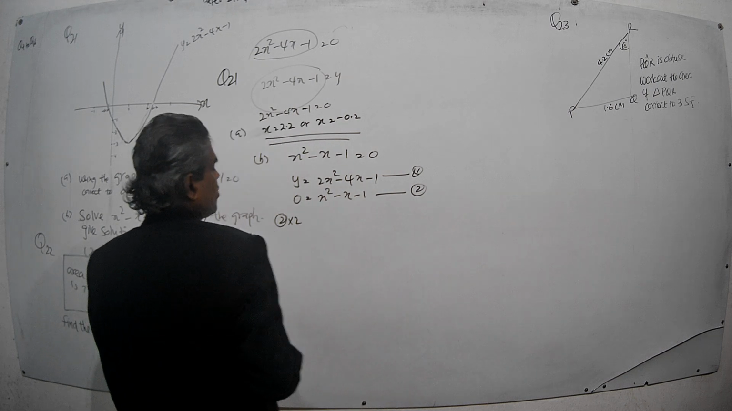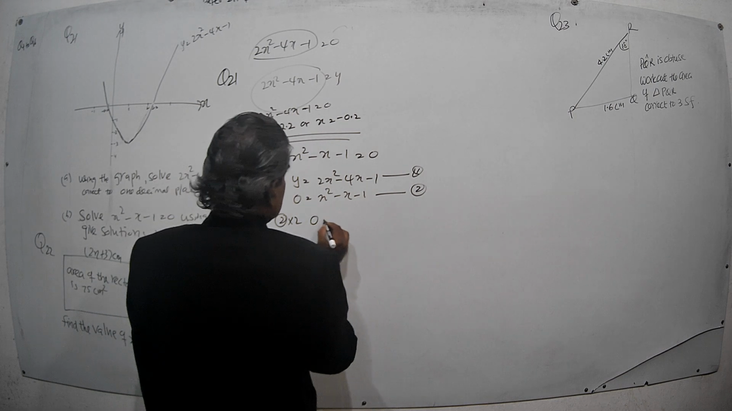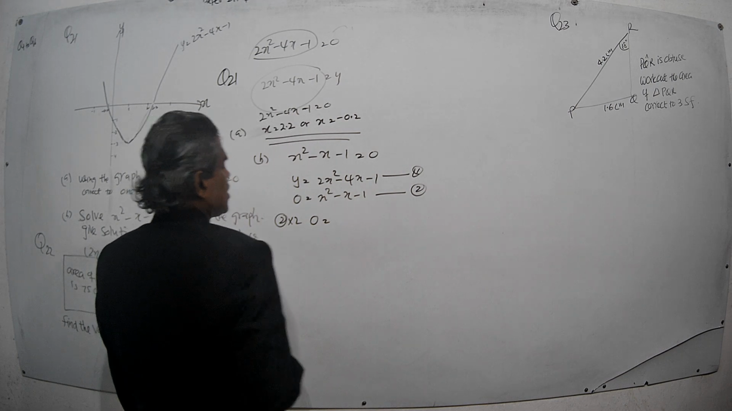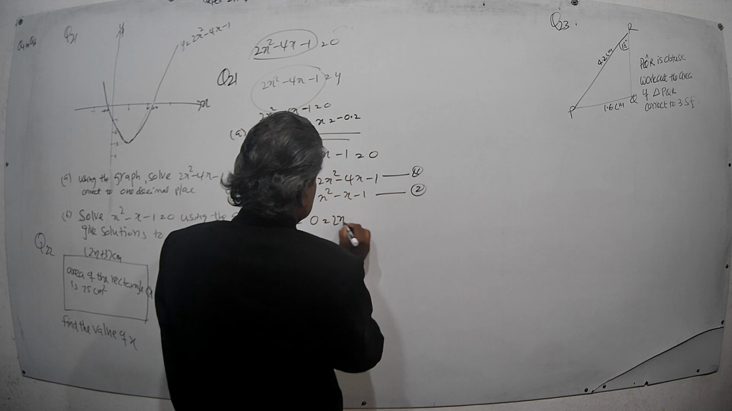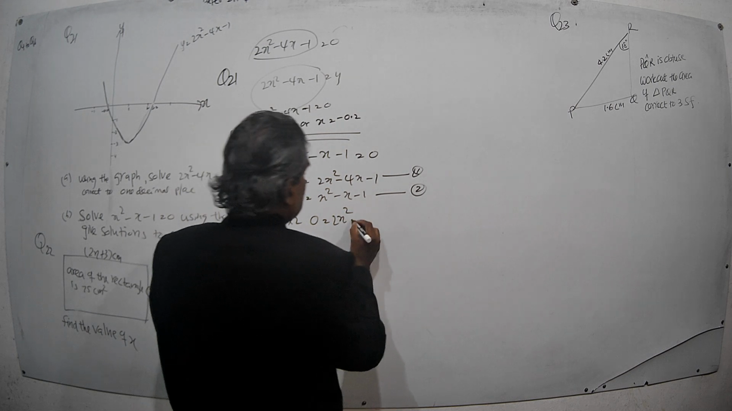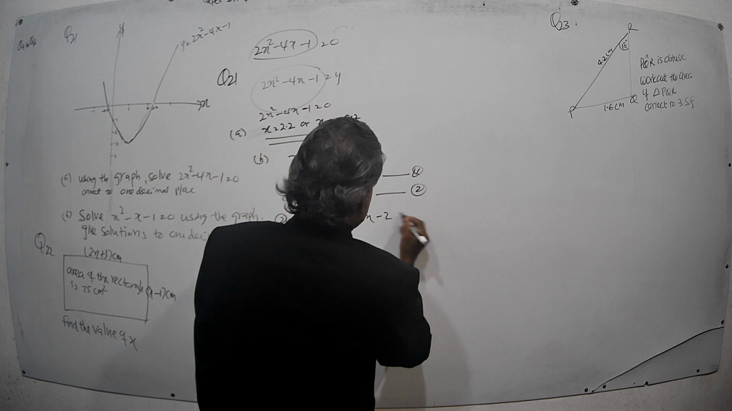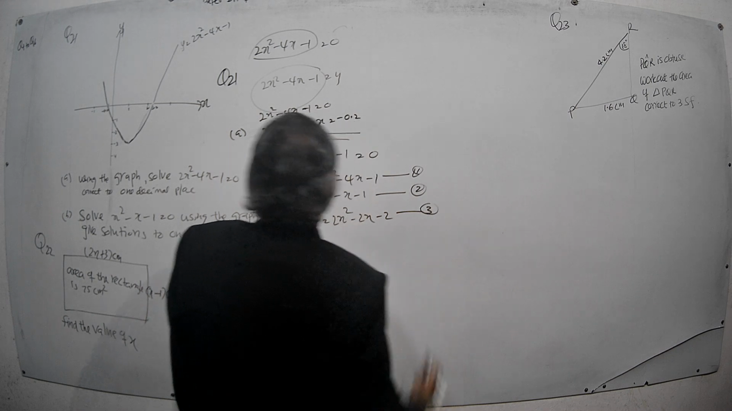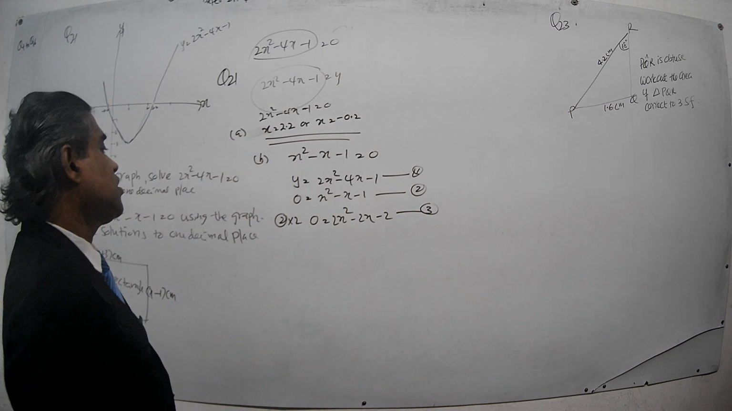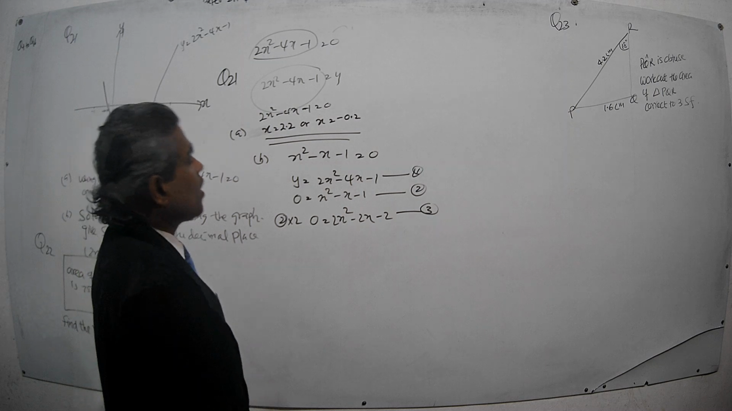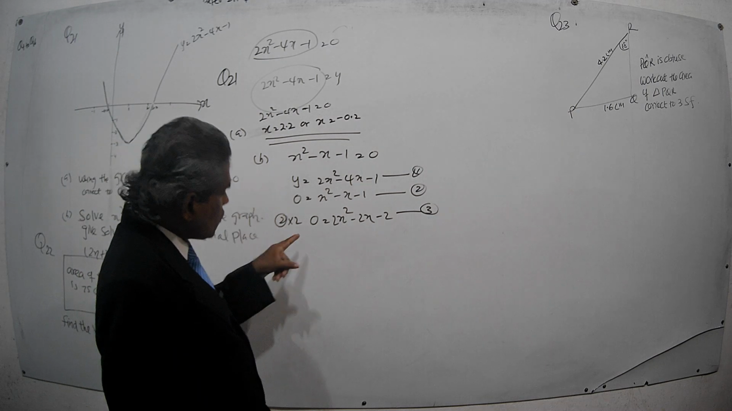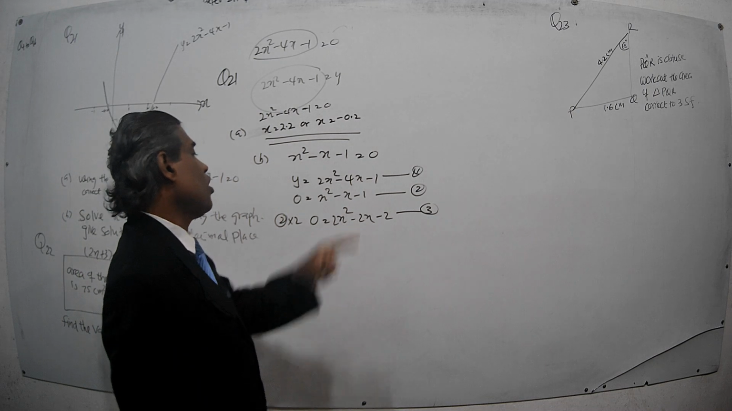Then we will get 0 equals 2 multiplied by 0, which is 0, 2 multiplied by x squared is 2x squared, 2 multiplied by minus x is minus 2x, and 2 multiplied by minus 1 is minus 2. This is equation 3. Now what we do is always take the graph equation minus the equation to be solved.